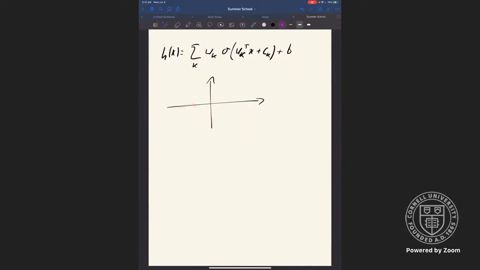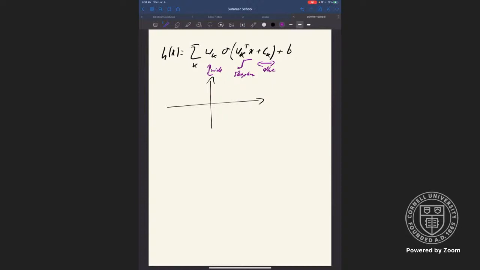C here is the horizontal offset. This here is the steepness. And this here is basically how wide it is, right? Offset and steepness. And that's what I'm learning.